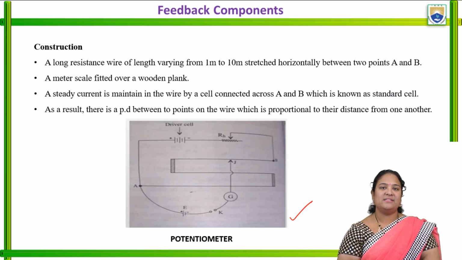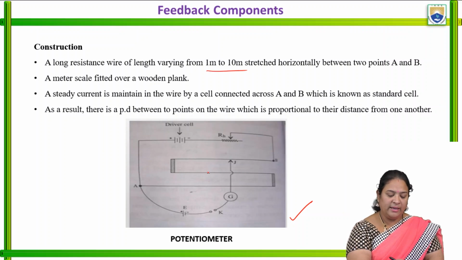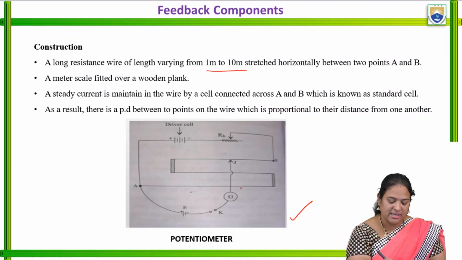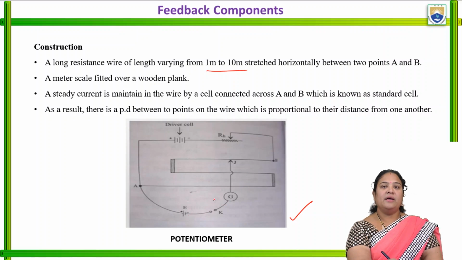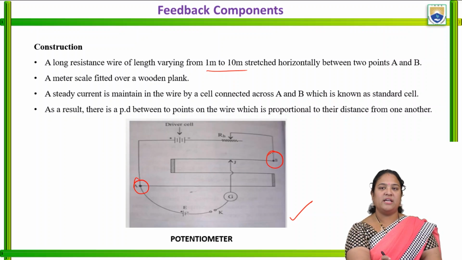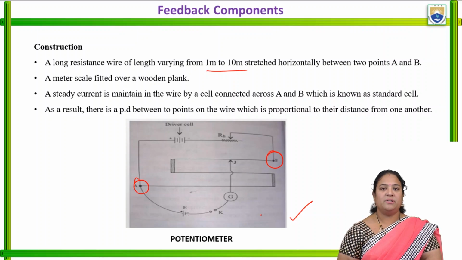As long as the resistance wire length varies from 1 meter to 10 meter stretch between points A and B, a meter scale is fitted to the wooden plank. Here we have a meter scale, right, which is fitted to the wooden plank. So the steady current is maintained in the wire by a connection across A and B, and a standard current passes, and this is how the potentiometer works.